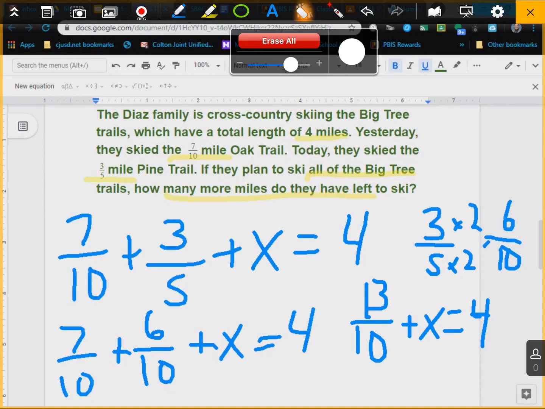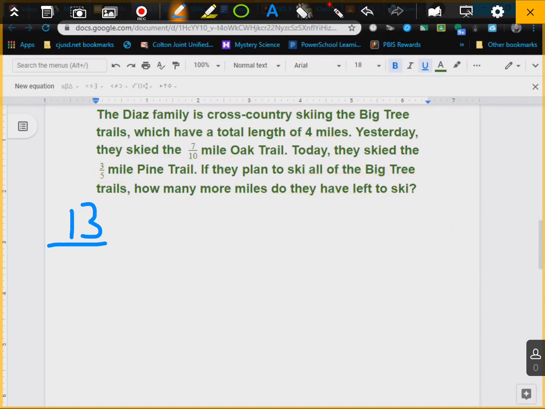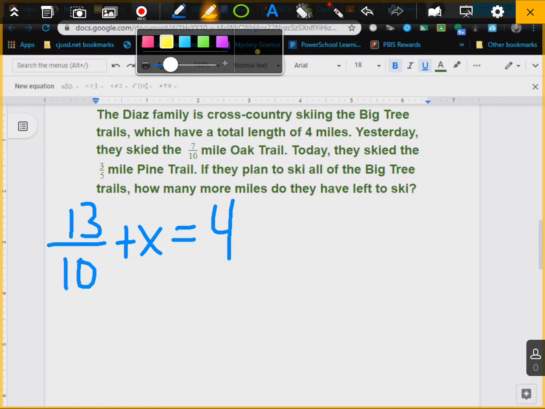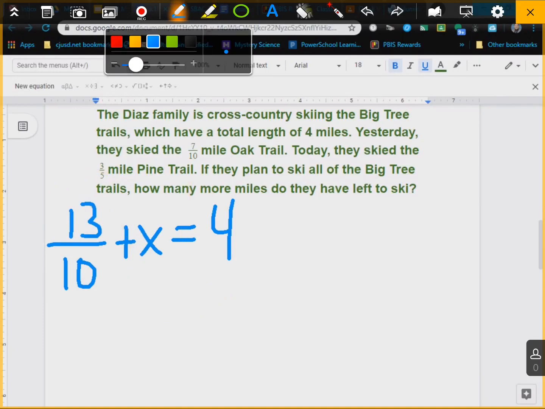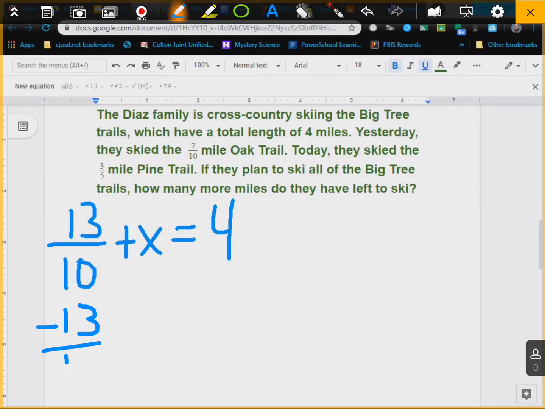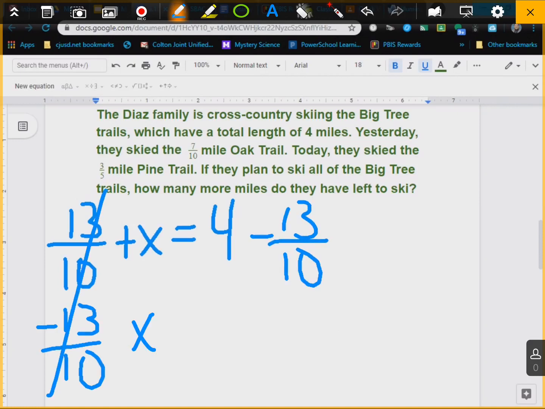Alright, so we have 13/10 plus x equals 4. We need to get the 13/10 on this side. Well, it's a positive, and the way that we can get it over there is we have to go through the equation sign and do the opposite, which is subtract. We're going to subtract 13/10 here, and then subtract 13/10 here. This cancels it out, which leaves x by itself. X equals 4 minus 13/10.